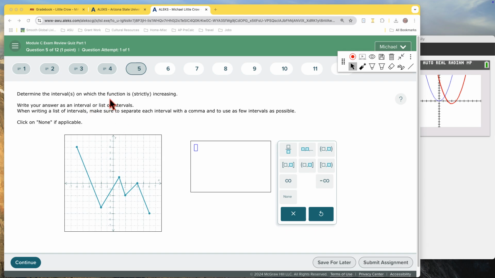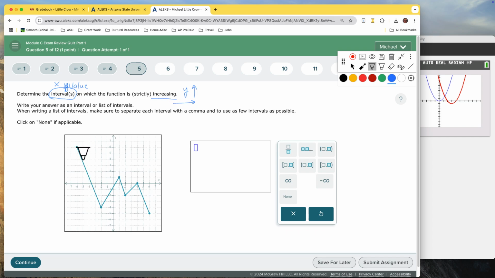We're going to determine the intervals in which the function is strictly increasing. So this can get a little confusing, but doesn't have to be. The increasing is referring to the y's. The y values are going to be going up as we move from left to right. But what we're reporting is the intervals, and that means we're reporting x values. We will report the x values that make the y go up.